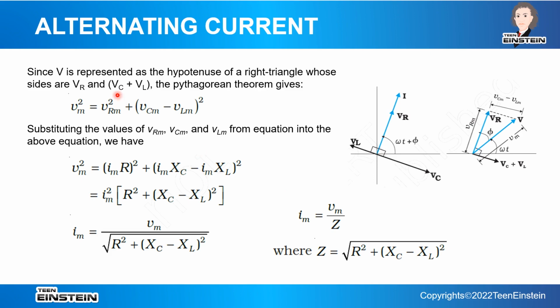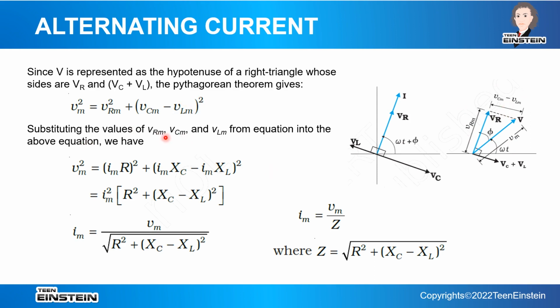Okay. So V is represented as the hypotenuse of the right angle triangle whose sides are VR and VC plus VL. The Pythagorean theorem gives you Vm squared equal to Vrm squared plus Vcm minus Vlm the whole squared. In this right angle triangle, the hypotenuse is the resultant capital V, which has an amplitude of Vm. So from the Pythagoras theorem, you can write Vm squared equal to Vrm squared plus this whole term, the whole squared. So that's what we have written here.